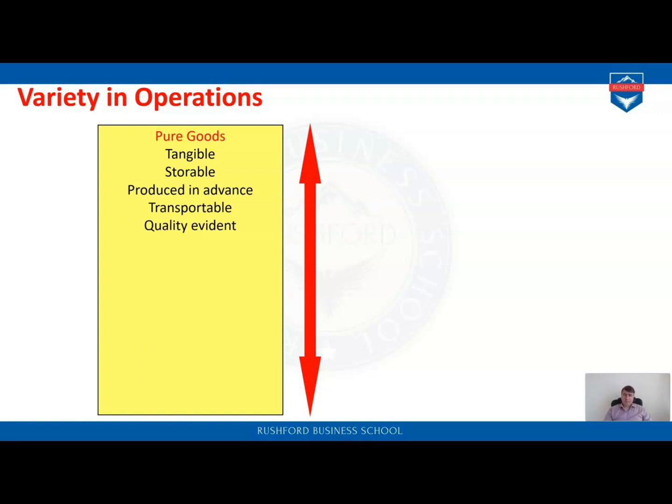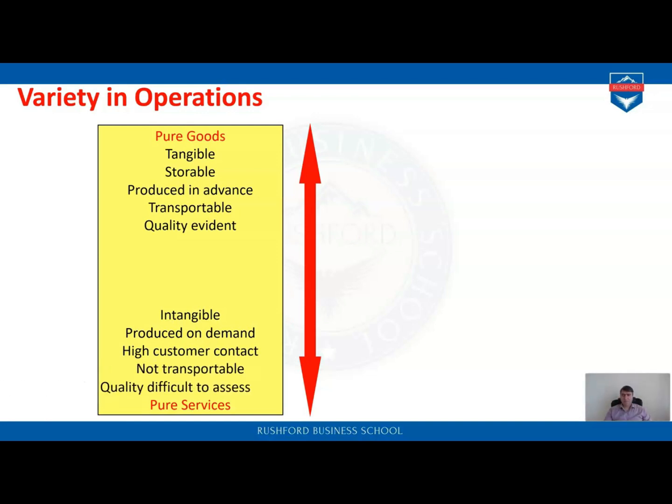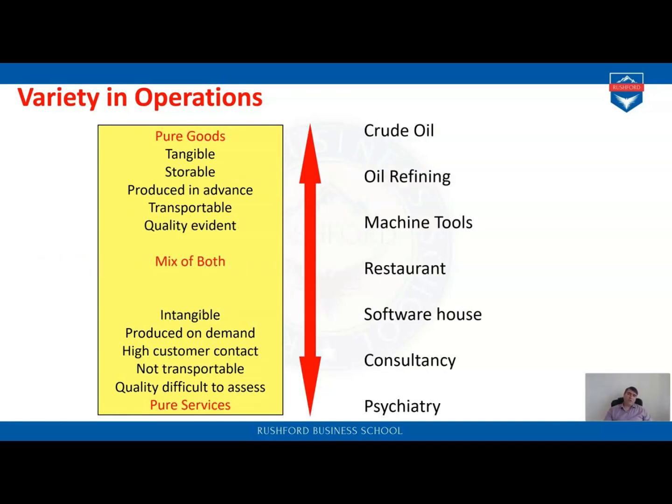Quality is evident and tangible. But pure services are intangible and produced on demand, based on the demand. You've got high customer contact, and they are not transportable. Quality is difficult to assess, so you need to come up with very good attributes, criteria and measurements for quality. And there is a mix of both.